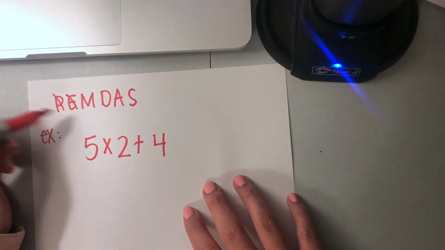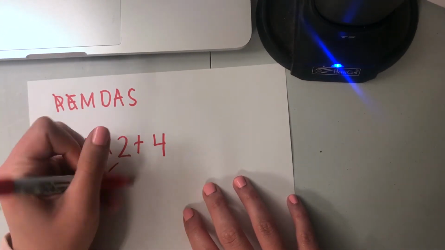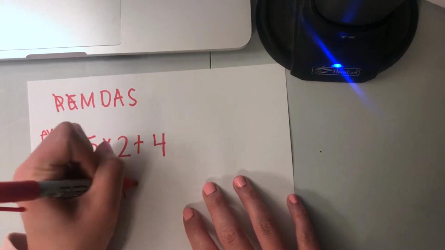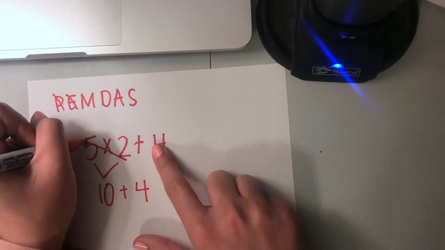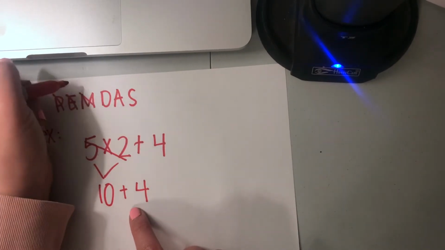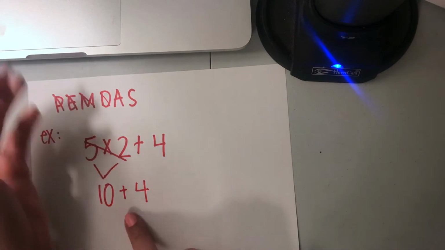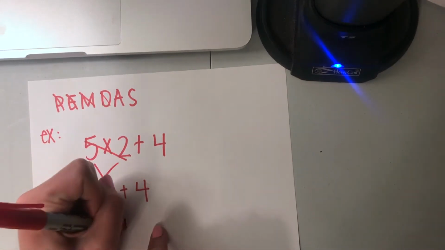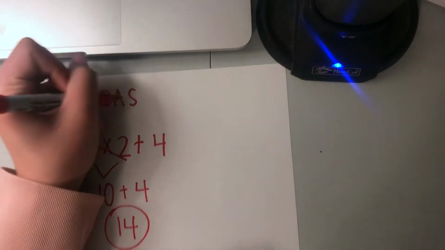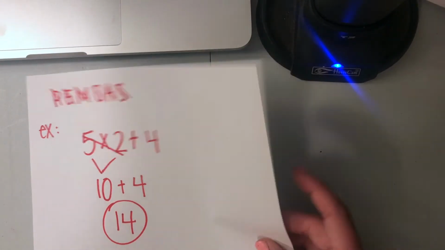Next, is there multiplication? Yes, so I'm going to do that first. 5 times 2 is 10. Then I bring down my 4, because that's what's left. I already did that part of the equation. Now I can go through the next steps. Is there division? No. Is there addition? Yes. 10 plus 4, I get 14. I have no operations left to do, so my answer is going to be 14.